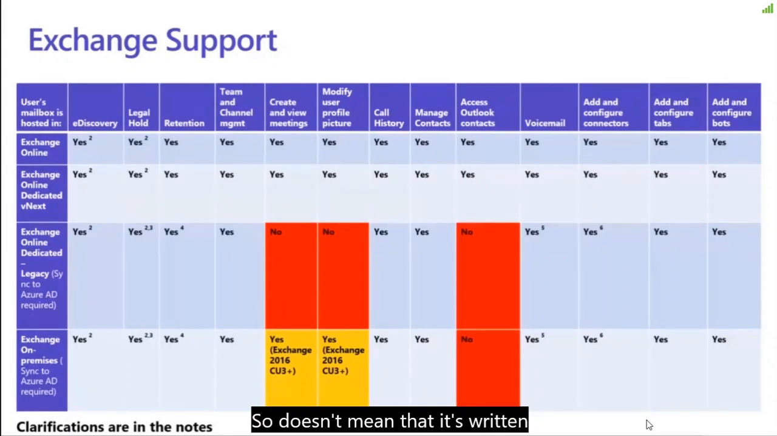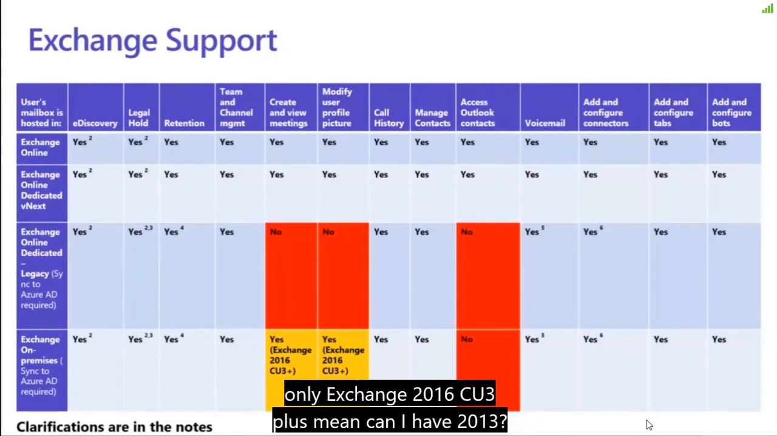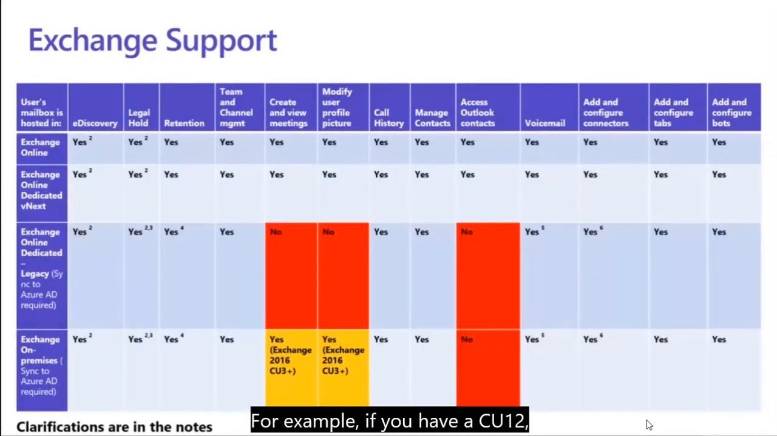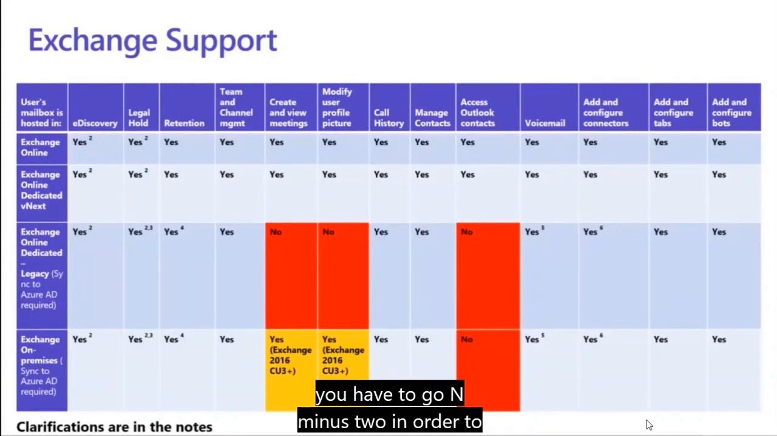It doesn't mean that it's written only Exchange 2016 CU3 Plus. Can I have 2013? No, it must be Exchange 2016 CU3 Plus. And if you're going to set up the hybrid configuration, the hybrid has to be N-1 to be supported. For example, if you have a CU12, you have to go N-2 in order to maintain the functionality for Exchange Hybrid.